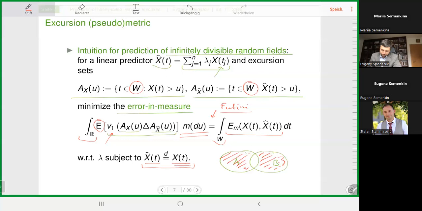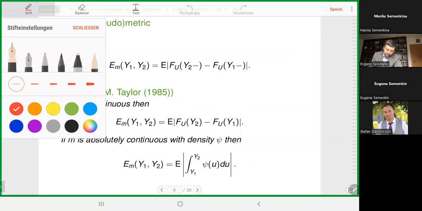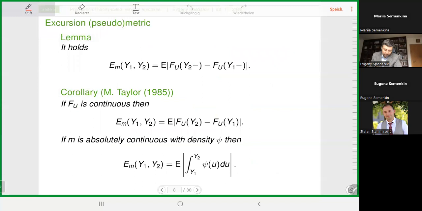So now, just to study some properties of this metric, and I will do it very briefly. Actually, this pseudometric, first of all, can be given as the expectation of the absolute value of the difference between these left-hand side limits of the distribution function of the random level U. And if we assume that the distribution function FU, which is a CDF of our measure M, is continuous, then it becomes the usual L1 distance between these two random variables, which, by the way, are bounded.